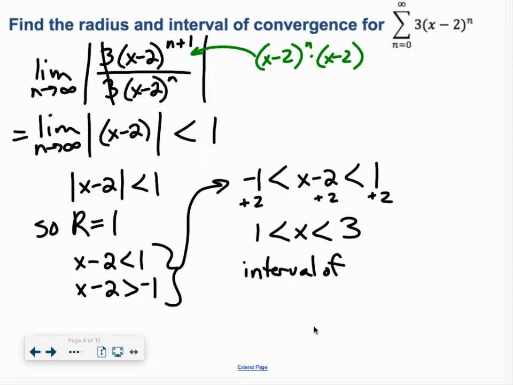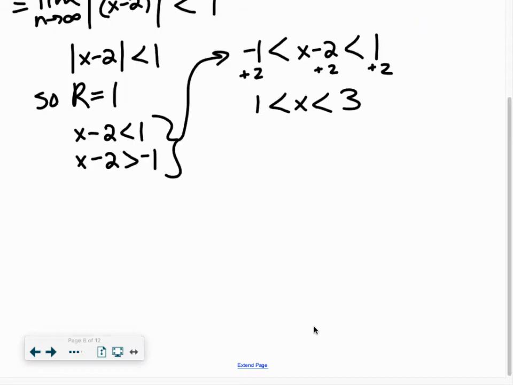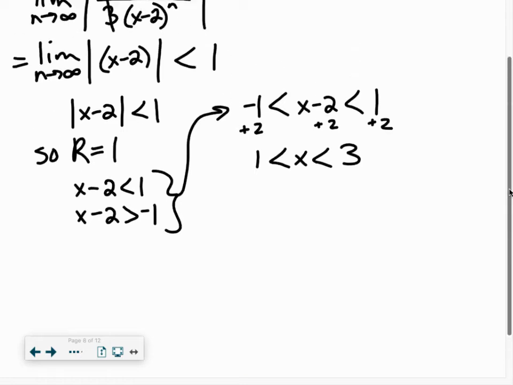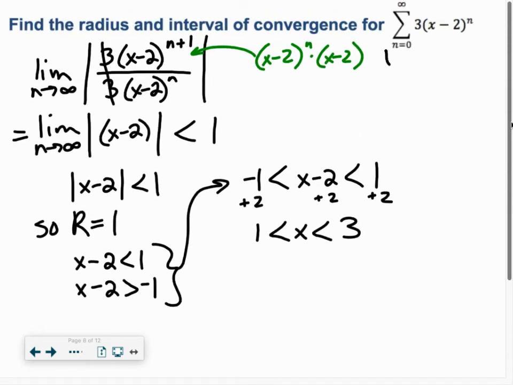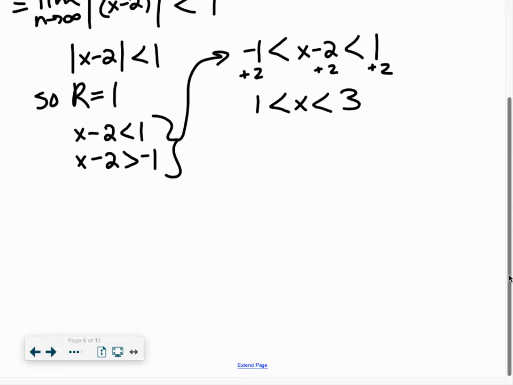And therefore my interval of, you know what? I can't write it yet. Hang on, we've got to test the endpoints. That's my open interval of convergence, from 1 to 3. Now we have to test the endpoints, so we have to test at x equals 1 and x equals 3. How do we test these endpoints? You go back to your original series and replace the x with a 1, and then replace the x with a 3.